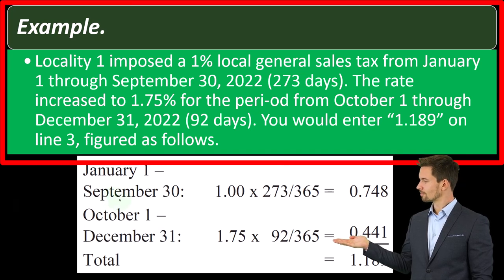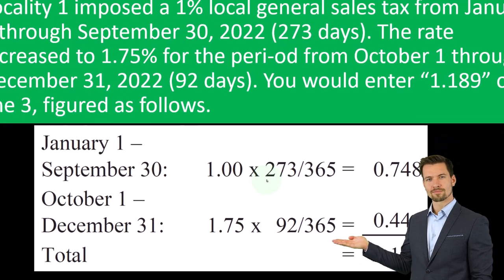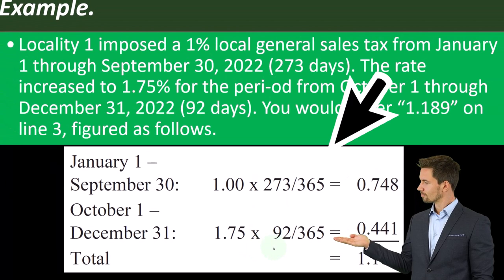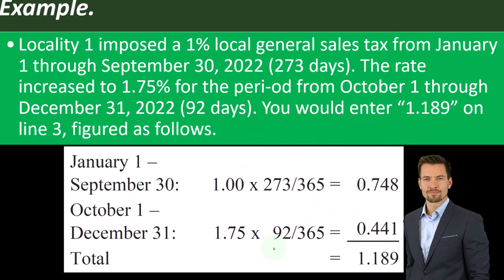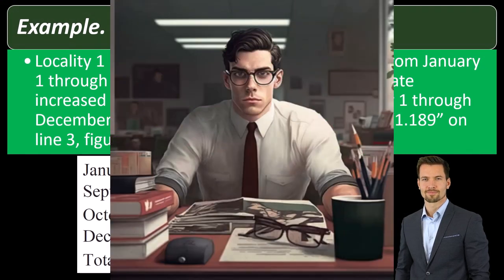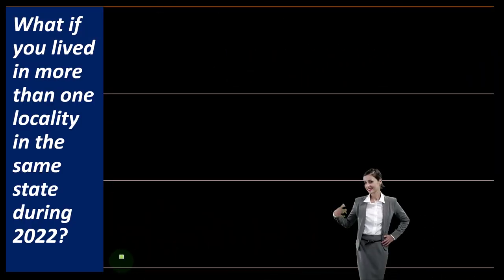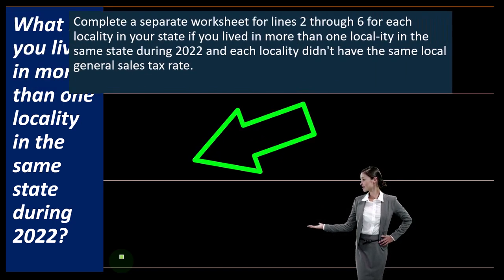So they have the 1 rate times the fraction, which is 273 divided by 365. And then they've got the 1.75 times the fraction of the 92 days divided by the days in the year, 365. You can see how this kind of thing comes up quite often when you're doing different types of problems, this kind of ratio fractioning out type of thing. So it's a good tool to keep in mind, although hopefully your tax software can help you to apply it in practice.